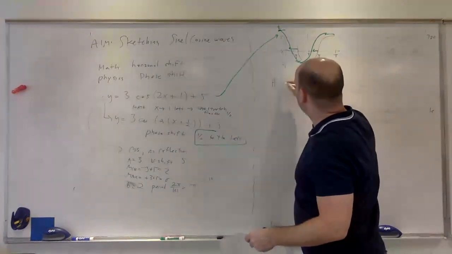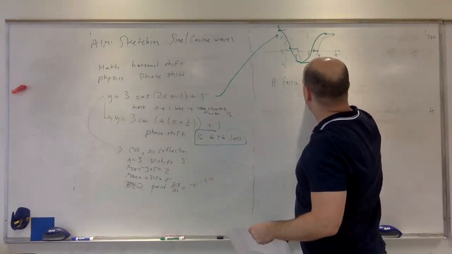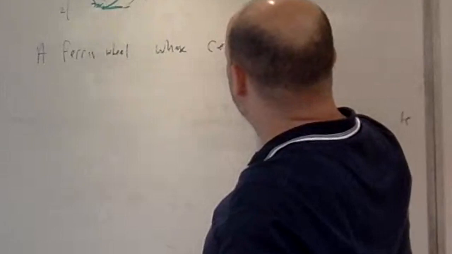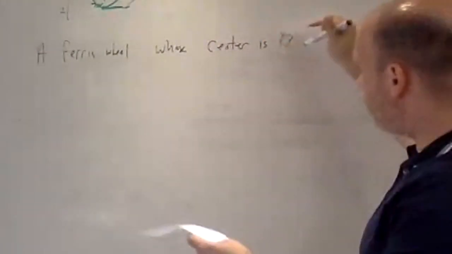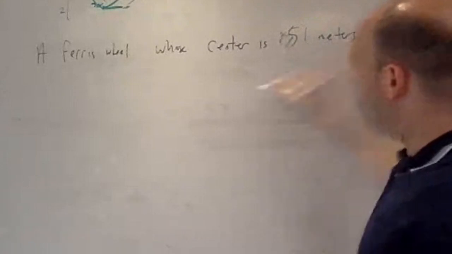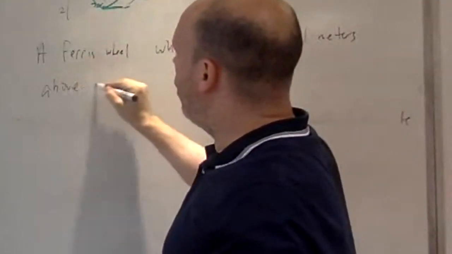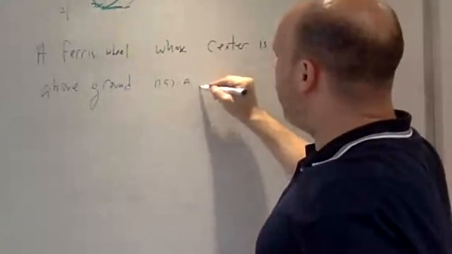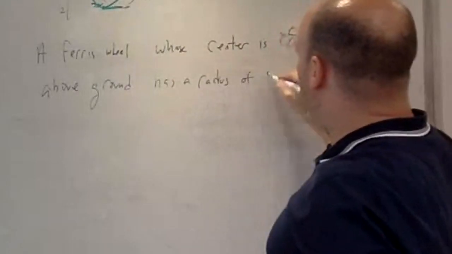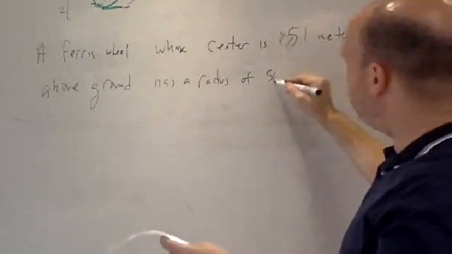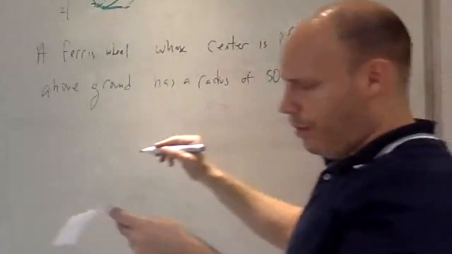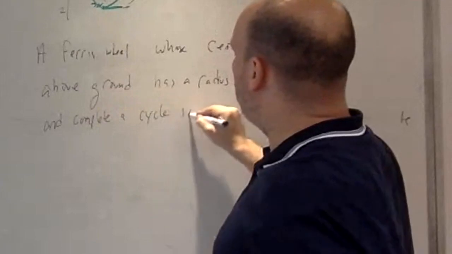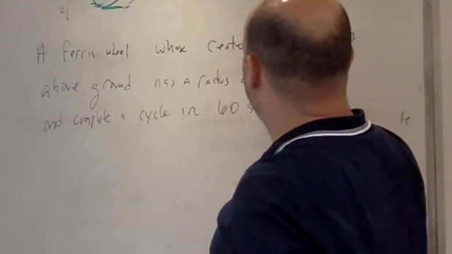So I said there's a Ferris wheel. Let's see, a Ferris wheel whose center is 51 meters above ground, has a radius of 50 meters, and completes a cycle in 60 seconds.